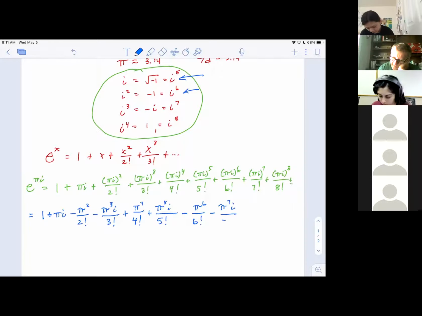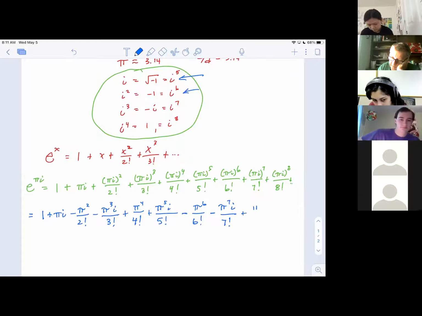So notice the alternating series it's creating. Well, not really alternating. It actually looks like minus, minus, plus, plus, minus, minus. And then lastly, i to the 8th we said was the same as 1. So there is no i at all in this term. It's just pi to the 8th. i to the 8th is 1. It's gone. And so it's over 8 factorial. And of course, that just keeps on going from there.